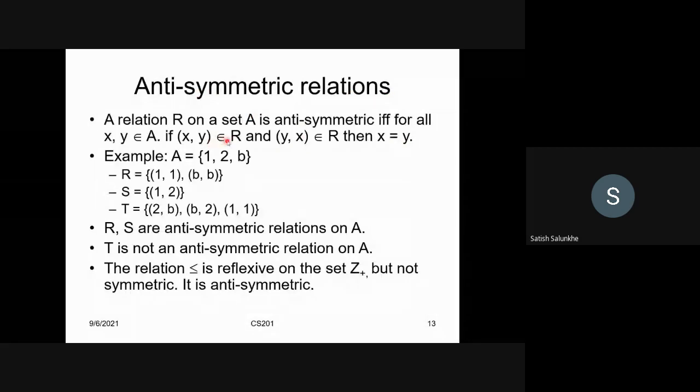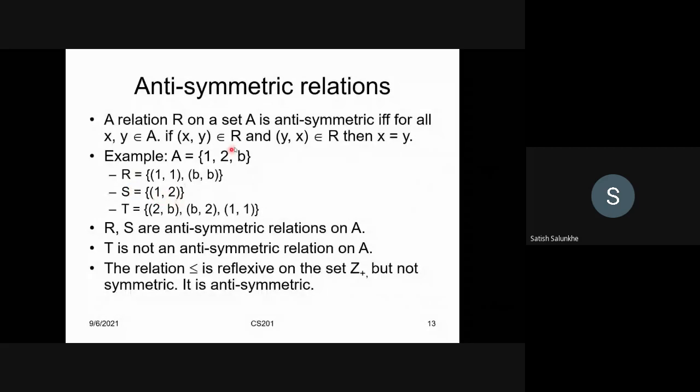If x comma y belongs to R and you do not have y comma x belongs to R, it doesn't matter. We just want to check when the condition is failing. When x comma y belongs to R and you do have y comma x belongs to R and x and y both are not same, in that case the relationship is not antisymmetric. Otherwise, by default, the relationship is antisymmetric. So let us take example S.